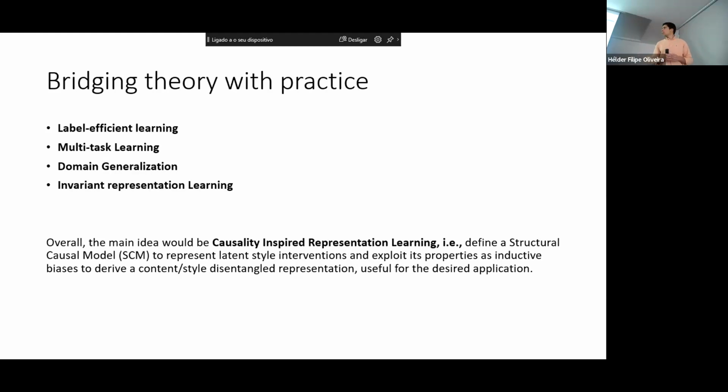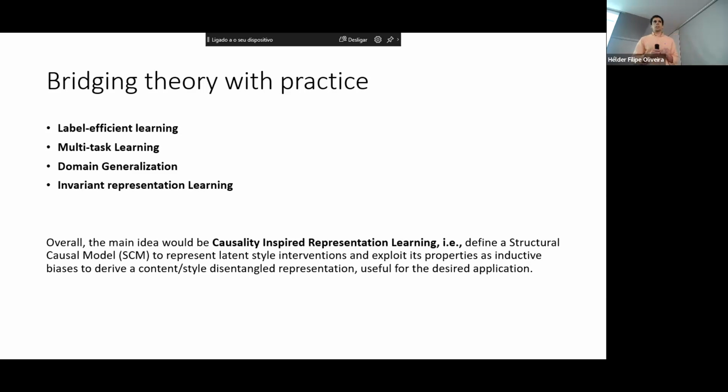And now I would like to give a few ideas on how to apply these methods to several tasks. The main application here would be label efficient learning. In many settings we have large unlabeled data sets, but only a subset of the data is annotated. So we could use these joint embedding self-supervised learning methods, and in particular the content style partition disentanglement, to learn features that are discriminative of our target class without any supervisory signals.